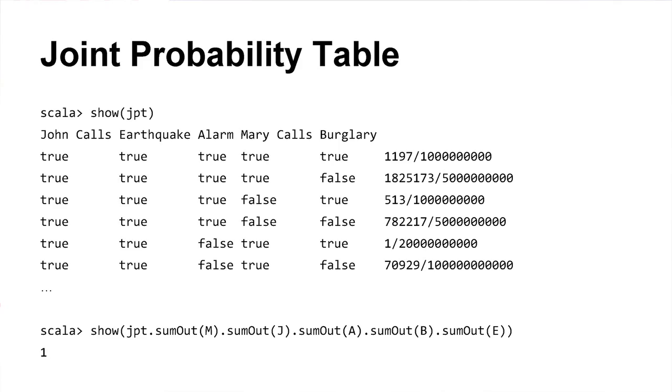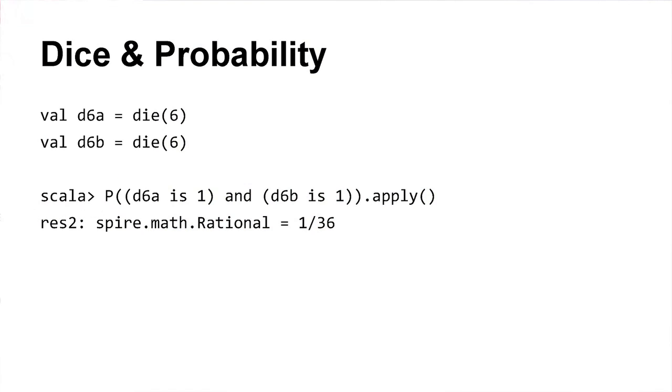It's pretty outlandish, but it's nice to capture exactly how frequently that might happen. And then summing out all of the variables from this joint probability table to get exactly one is really nice.